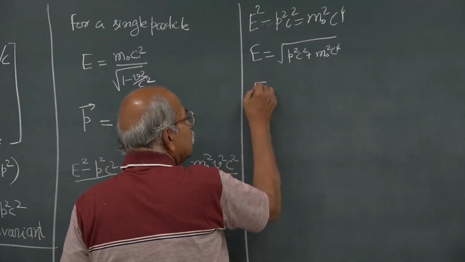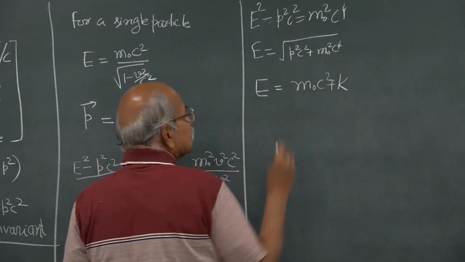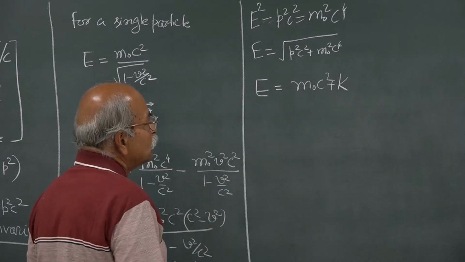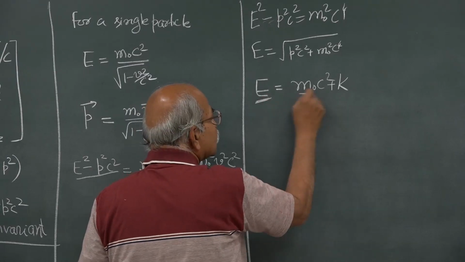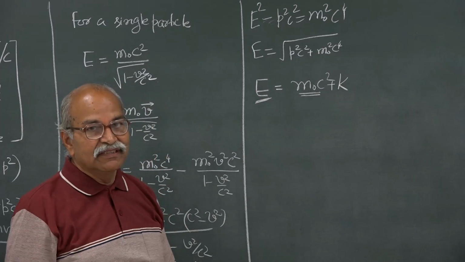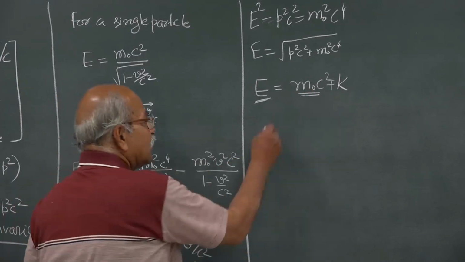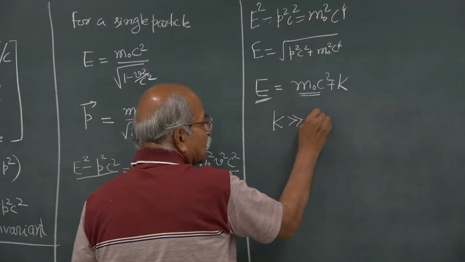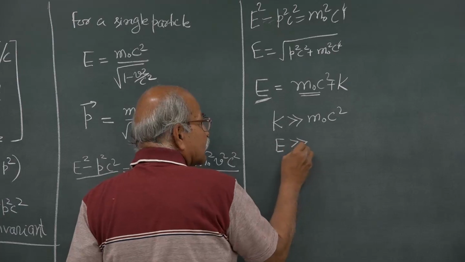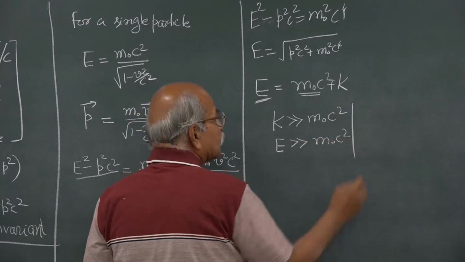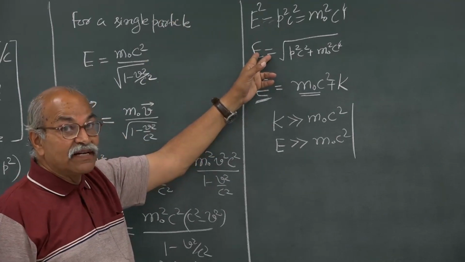Your E is the total energy, which is rest mass energy plus kinetic energy, remember, and then you have this equation. Now, if this total energy is much larger than m naught c square, the rest mass energy, or if the kinetic energy K is much larger than m naught c square, then E will be much larger than m naught c square, and that means the relativistic correction is very much needed. You have to go for it.